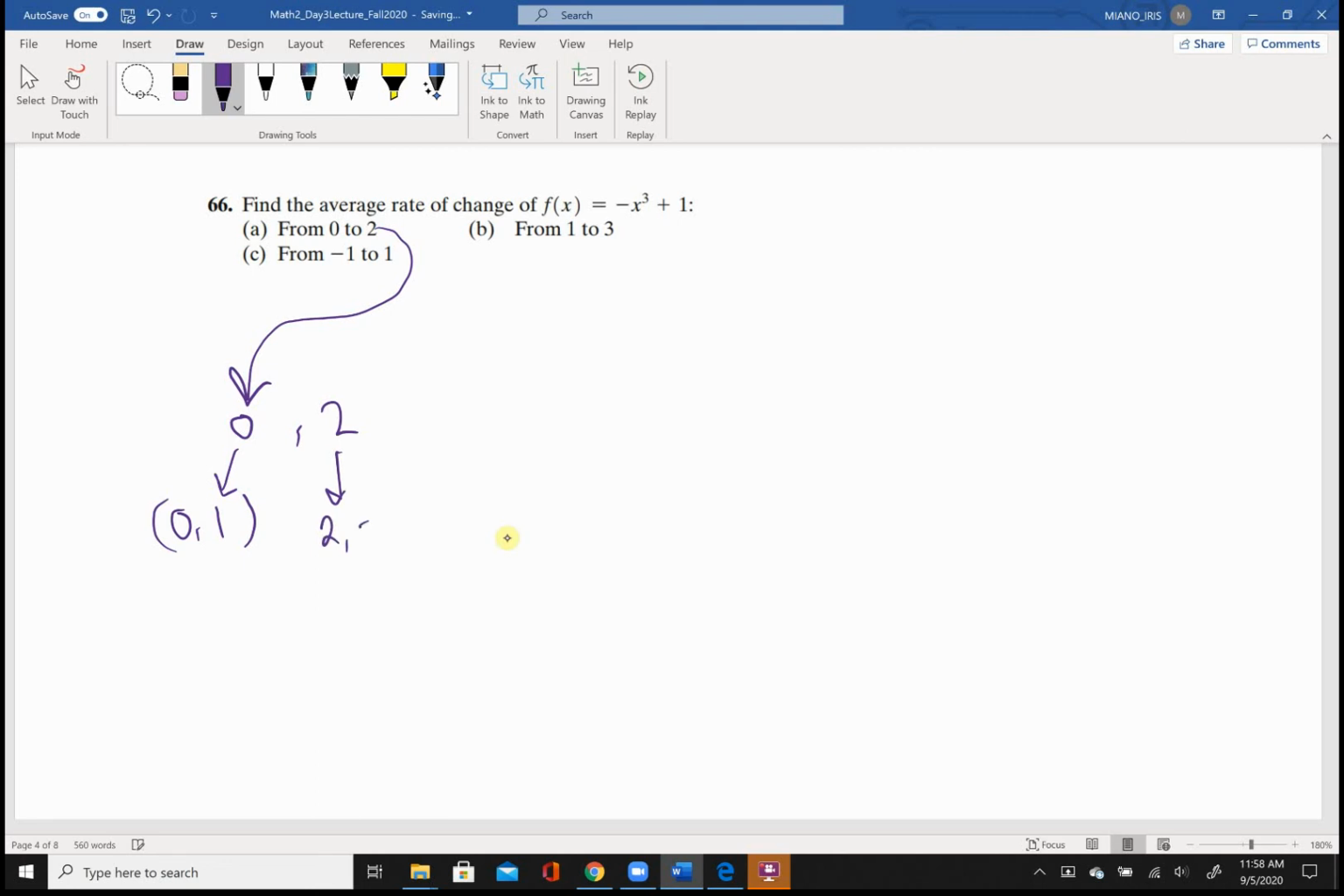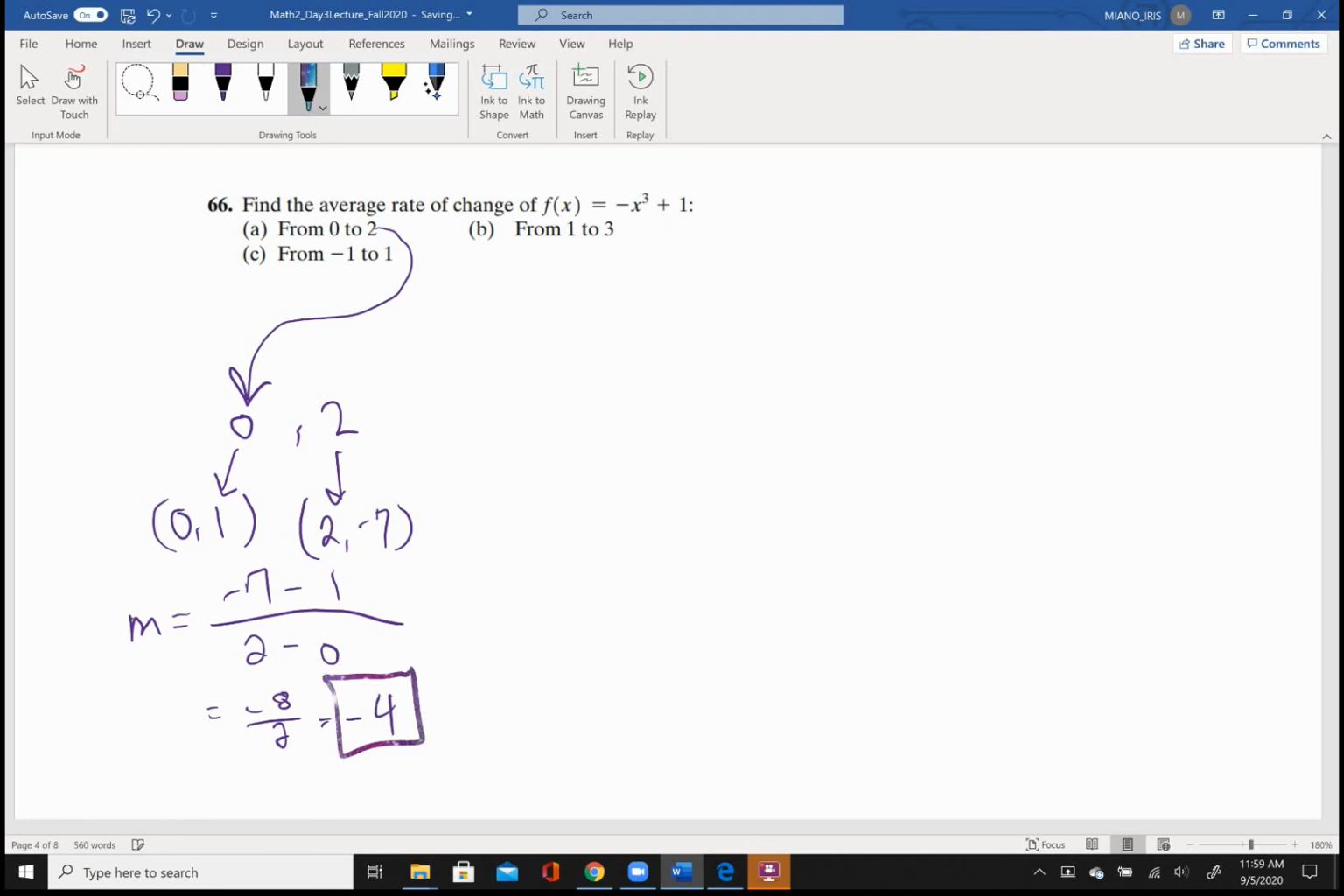How did I get -7? Well, you plug in 2 into x here, you cube it to get 8, you negate it to get -8, and then you add a +1 to it. -7 is what you get there. So then you plug this into your slope formula, basically. So -7 minus 1 in the numerator, 2 minus 0 in the denominator. That gives you -8 over 2, which settles down to a -4. And that's your final answer for that one. Okay, we could do this 2 more times relatively quickly.